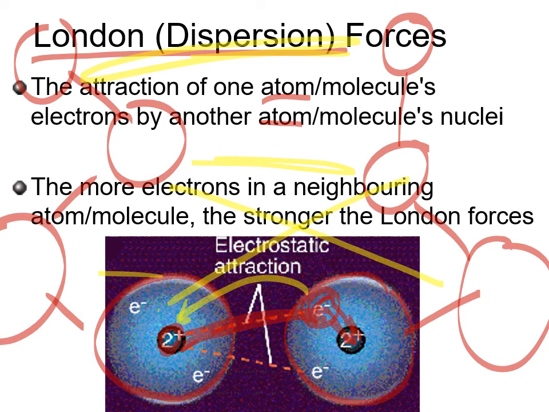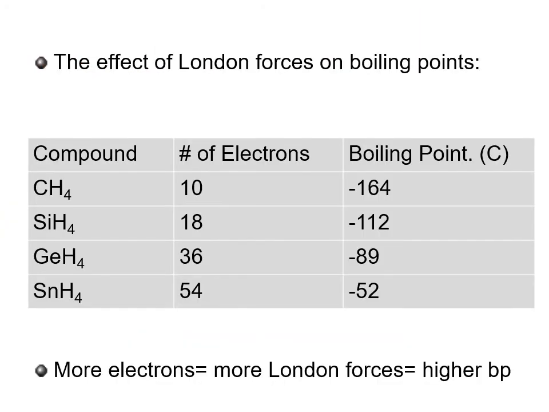Bigger atoms are going to have more London forces associated with them. So looking at the effect of London forces on boiling points, if we look at these substances here, a carbon with 4 hydrogens around it has a total of 10 electrons. Its boiling point is negative 164 Celsius.